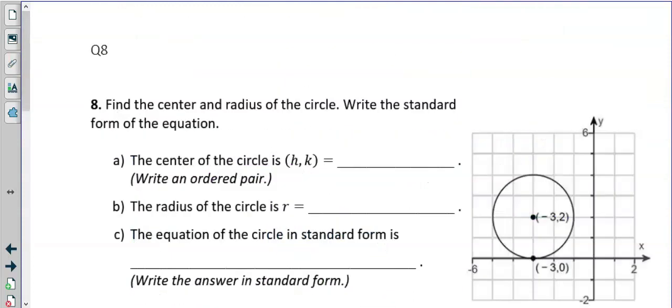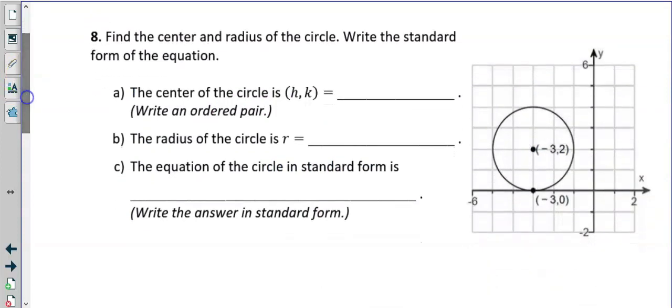So, question number 8. Here's our circle. The first thing says, find the center. H and K, which is -3, 2. Hopefully you got that. You look at the circle, it is the middle dot. So -3, 2. There's the center.